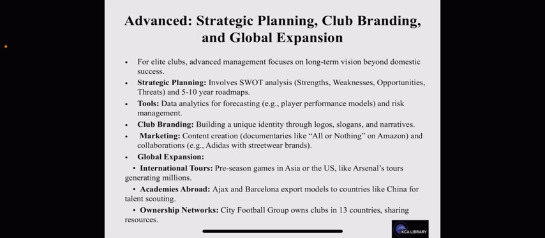Global expansion has to do with international tours, academies abroad, and ownership networks. International tours are preseason games in Asia and the US, like Arsenal tours generating millions; United and Tottenham also go on preseason tours to the US and Asia. We also have academies abroad. Ajax and Barcelona export models to countries like China for talent scouting. Different clubs have their academies in different countries.